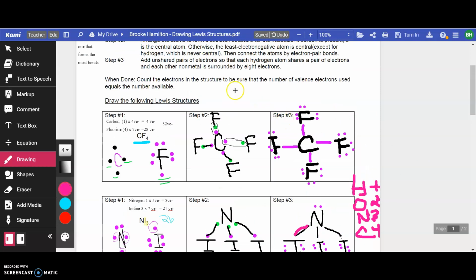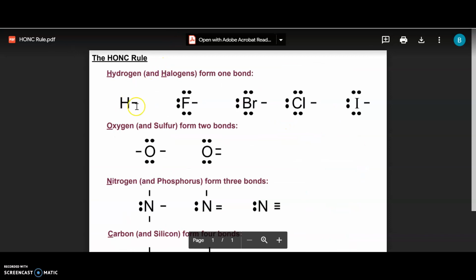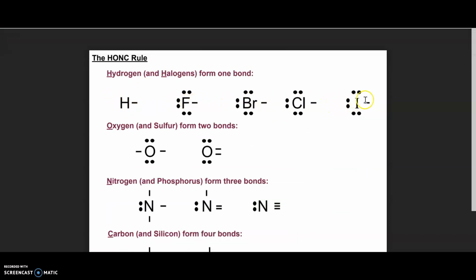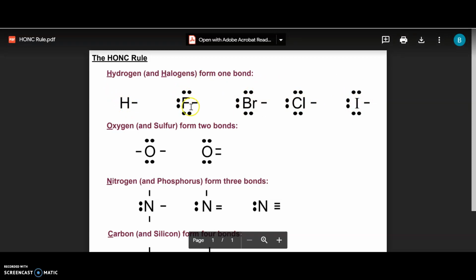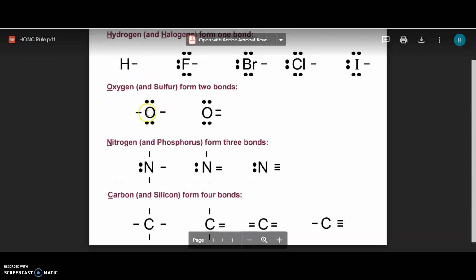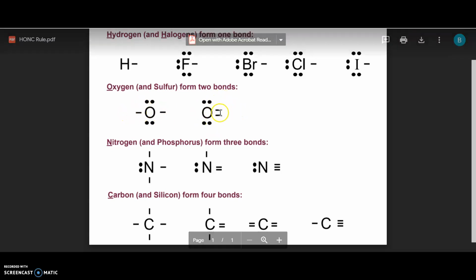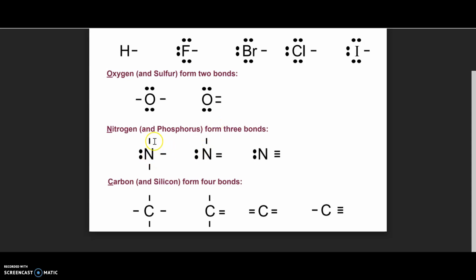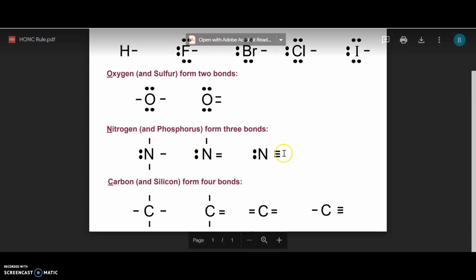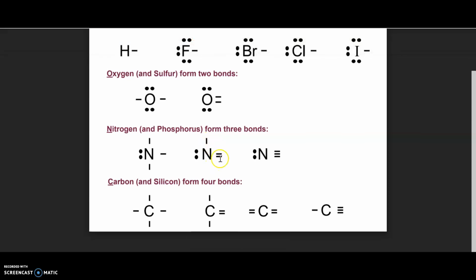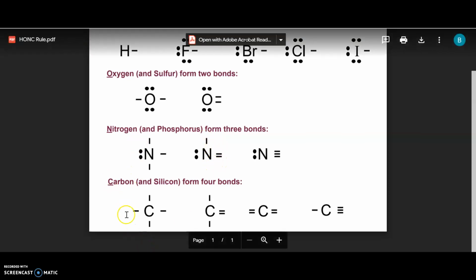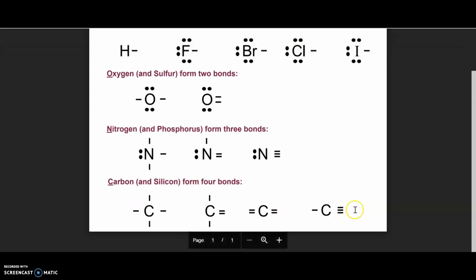And just one more look at the HONC rule. So here, hydrogens and the halogens have the single. Halogens will have lone pairs, but hydrogen does not. Oxygen will have 2 bonds, oxygen and sulfur. They're both in group 16. So oxygen can have 2 singles or a double, as long as it has 2 bonds. Nitrogen with 3, whether it is 3 single, triple, or a double and single, it has 3 bonds. And carbon will have 4 bonds, and it has the most possibilities to get those 4 bonds.